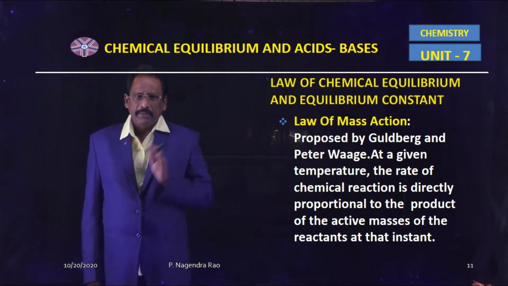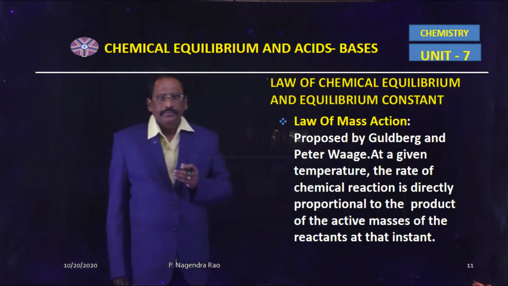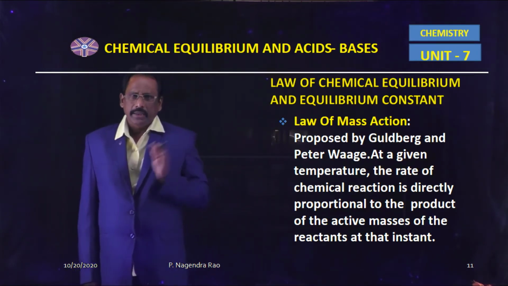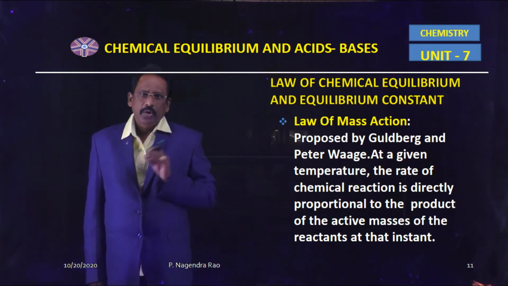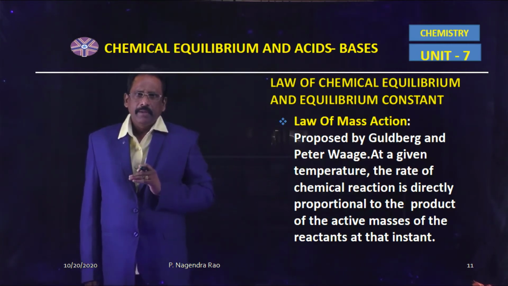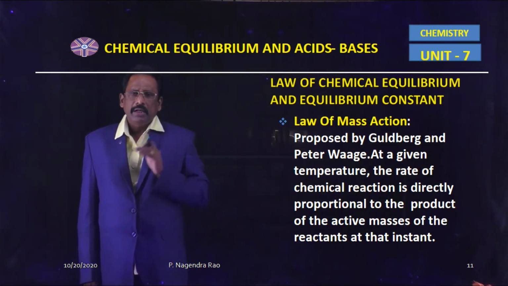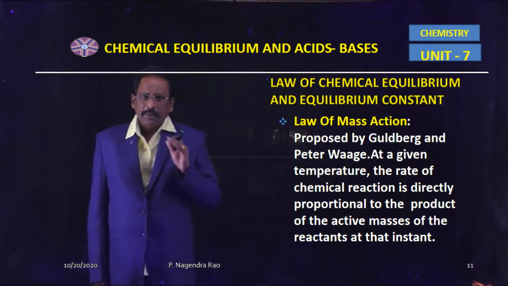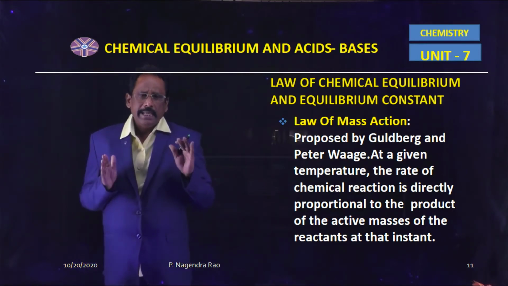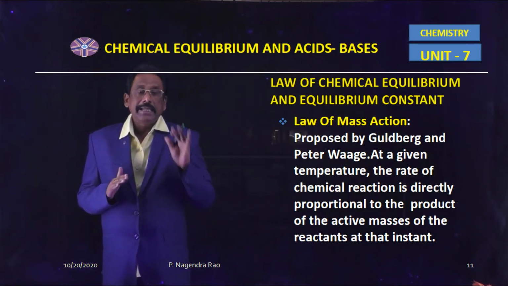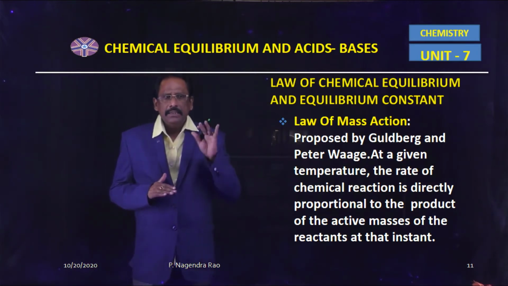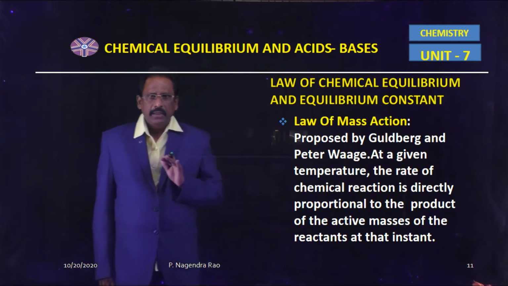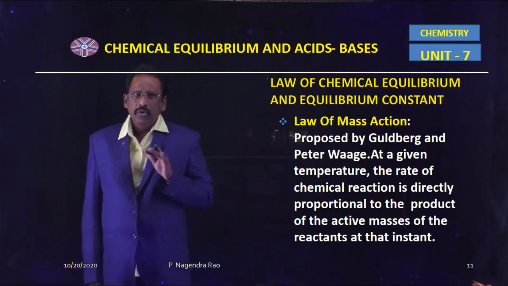Active mass is nothing but concentration. Generally, concentration is expressed in terms of molarity, capital M, moles per liter. So, the rate of a chemical reaction is directly proportional to the product of active masses of the reactants at that instant time. A very important statement was given by Guldberg and Peter Waage.